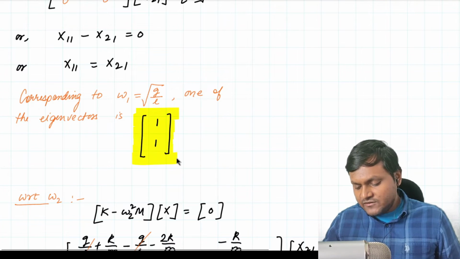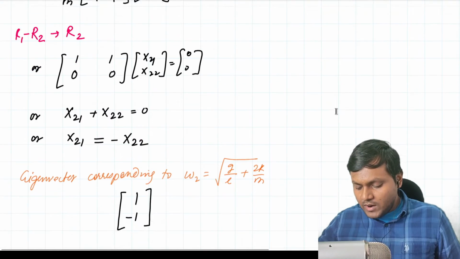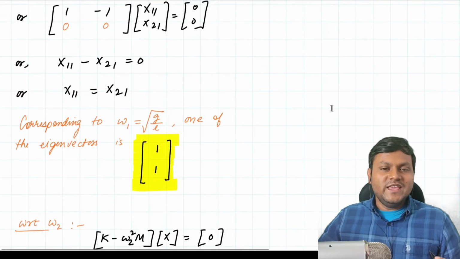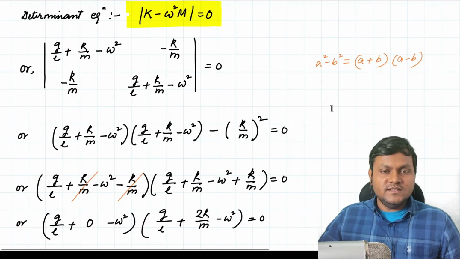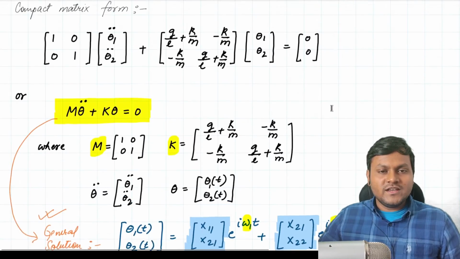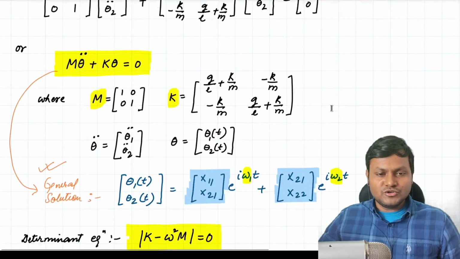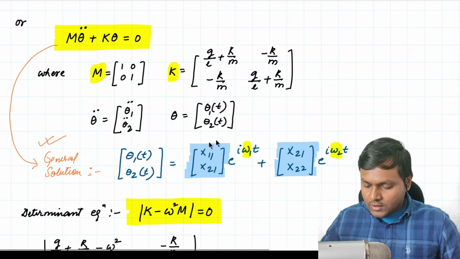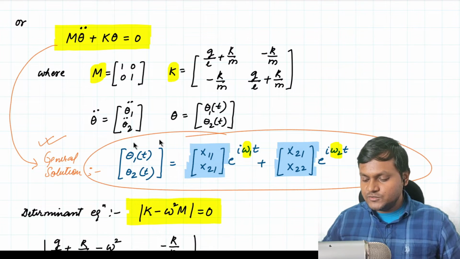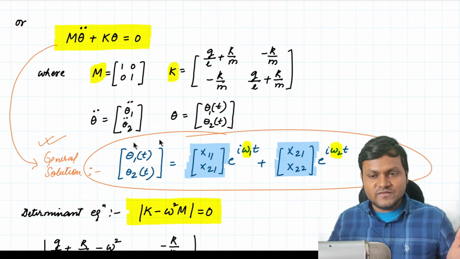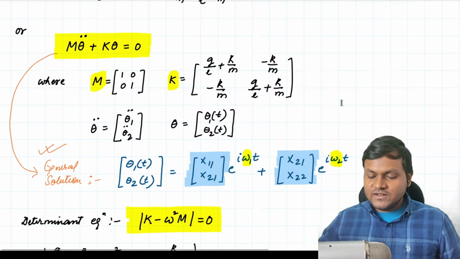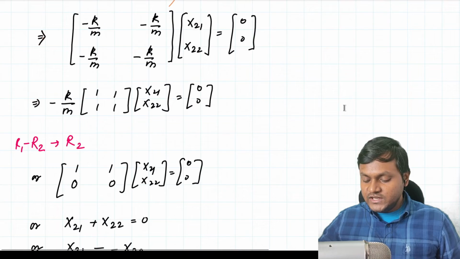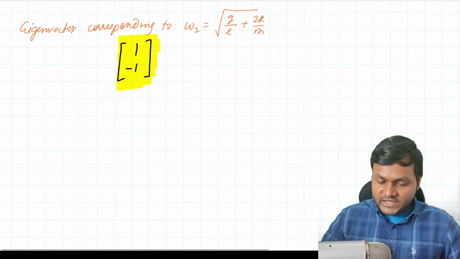So this is the first eigenvector for omega 1 and this is the second eigenvector for omega 2. Now we can use these to write the general solution for these two equations of motion written in compact matrix form. This is the look of the general solution in terms of omega 1, omega 2 and the eigenvectors. So let us write the general solution of these two equations of motion using the eigenvalues and vectors that we just obtained.